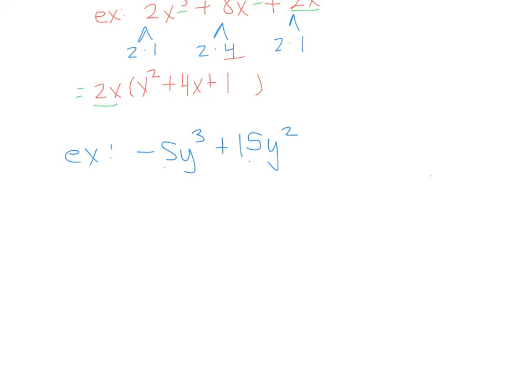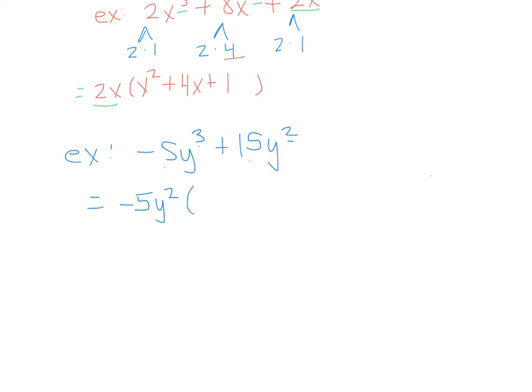Now there's a negative in front of that 5. So we can either leave that negative inside the parentheses, or we can bring it out in front. I actually always like to bring it out in front. I think it makes it simpler. So I'll bring a negative 5 out in front. Now if we look at the y's, we've got a y cubed and a y squared. Okay, we can take out a y squared. So that's our greatest common factor.